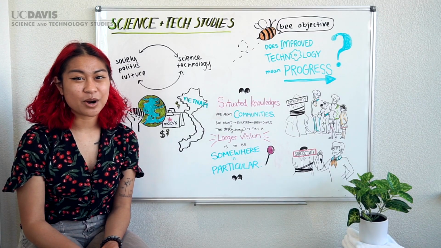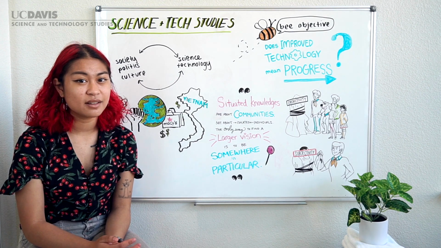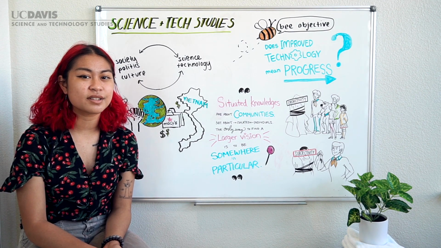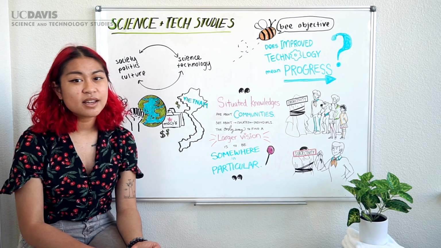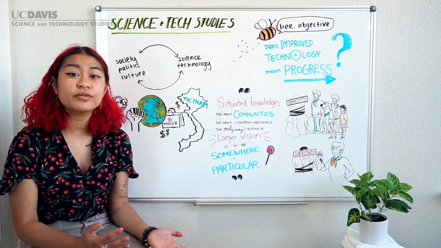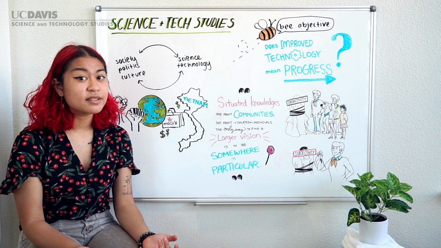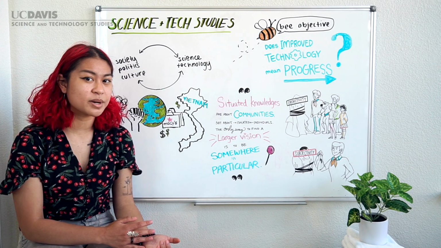MIT professor Leo Marx questioned the relationship between technology and societal progress in 1987. He came up with two different ideas of societal progress: the Enlightenment idea and the technocratic idea. The Enlightenment idea states that improved technologies are a means to achieve progress. The technocratic idea states that improved technology is progress itself.